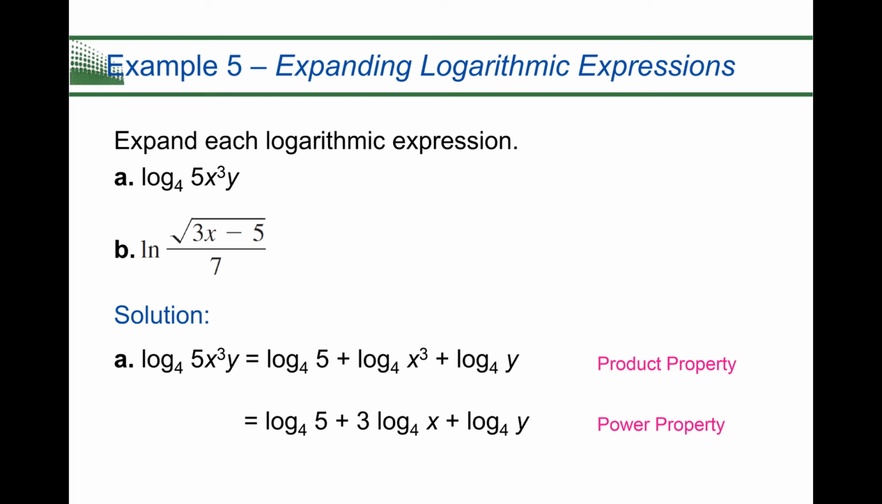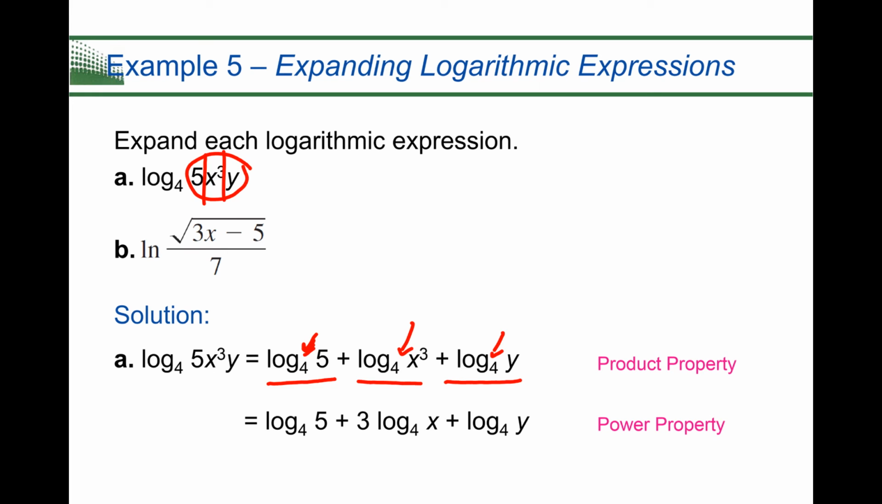Well, the first thing you're going to do is see if you can separate it by addition or subtraction. What I mean by that is the fact that this thing is being multiplied together, so I'm going to separate it out by addition, and I'm going to separate each thing that's being multiplied. So log base 4 of 5 plus log of x cubed plus log of y. Notice they all have the same bases. That's the only reason this property works. And I write log each time.